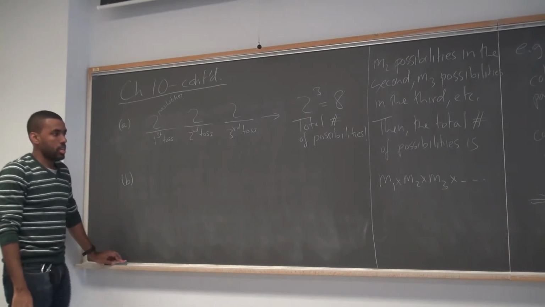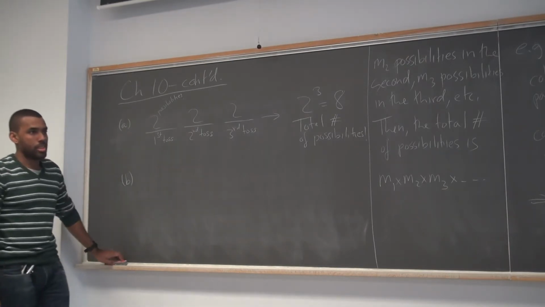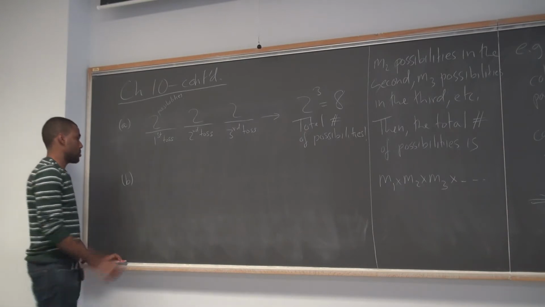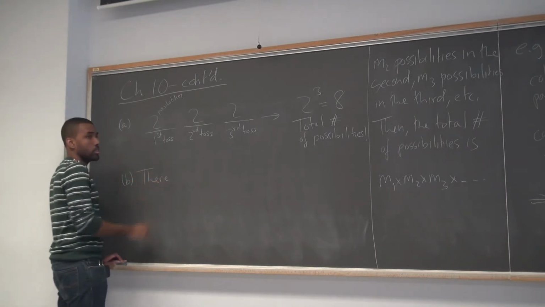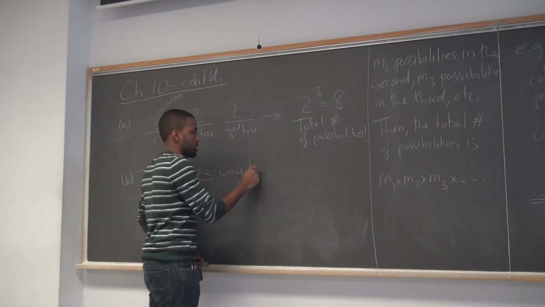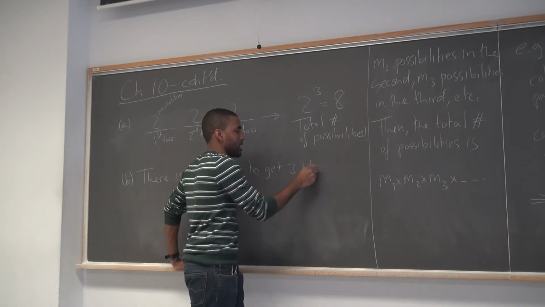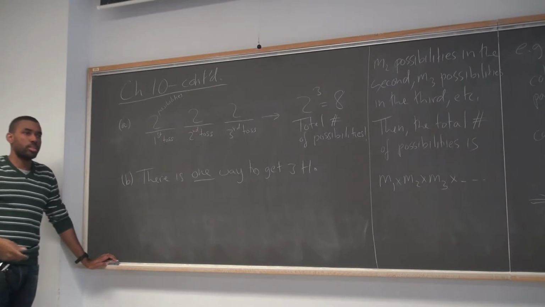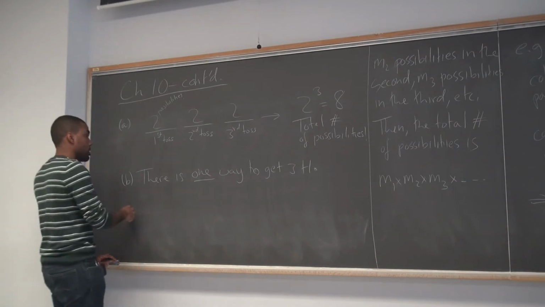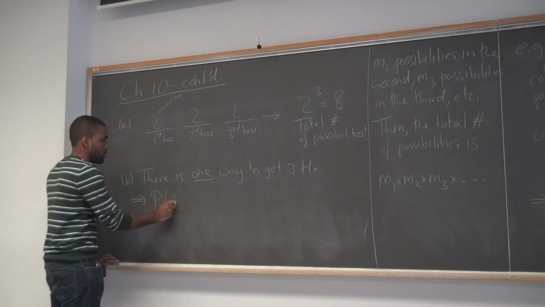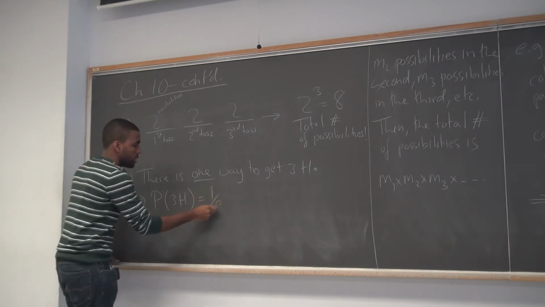Part b, what are the chances of getting 3 heads? There's only one way to get 3 heads. You have to literally just toss 3 heads. That's the only way to get it. There are actually several ways to get 2 heads, but there's only one way to get 3. It has to be a head, then a head, then a head. So there's only one way. This means the probability of 3 heads is just 1 out of 8.